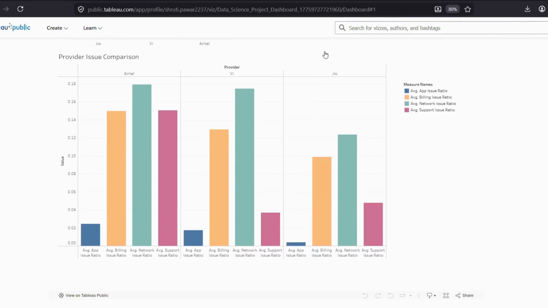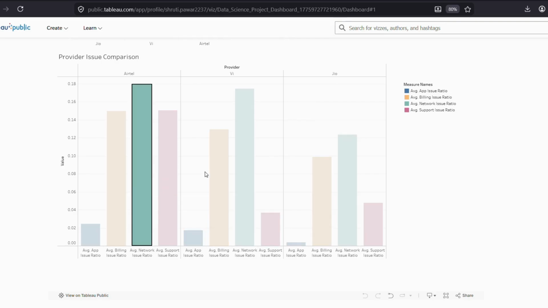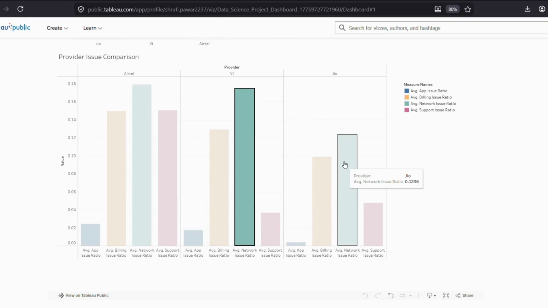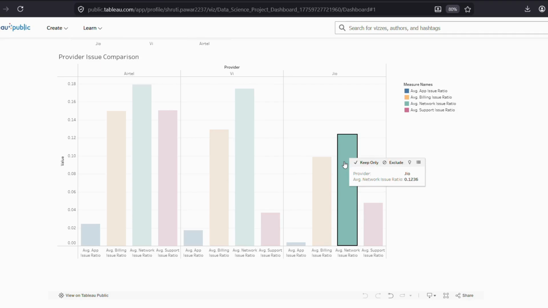Then we have the issue analysis, issue comparison, group bar chart. This group bar chart shows different types of issues such as network, billing, support, and app related problems for each of the providers. Each provider is broken down into multiple issue categories for detailed comparison. From this chart, we can observe that network issues are the most common. As we can see, for each of the providers, network issue is highest, followed by billing issues, and these are the major drivers of customer dissatisfaction.